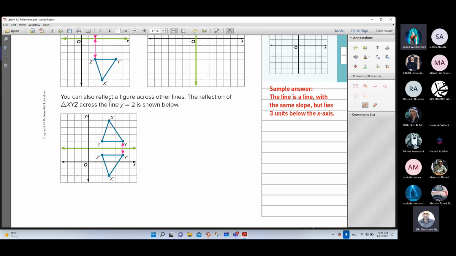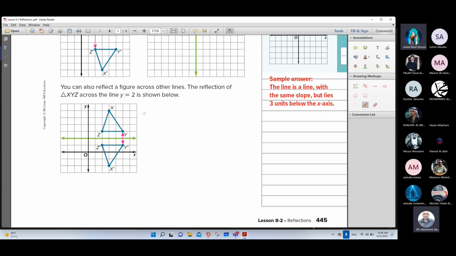You can also reflect a figure across other lines. The reflection of a triangle XYZ across the line y equals 2 is shown below. So we can use any line to be the reflection line, not just x-axis and y-axis. We can use other lines.